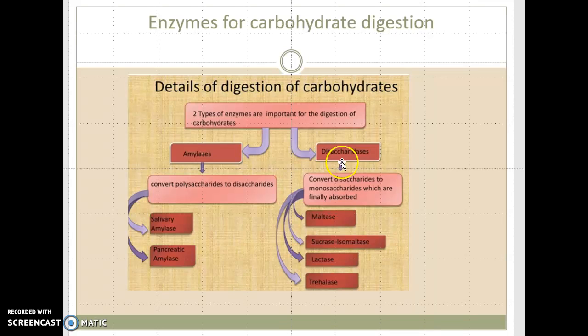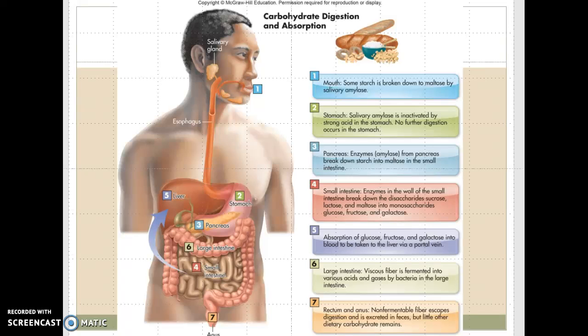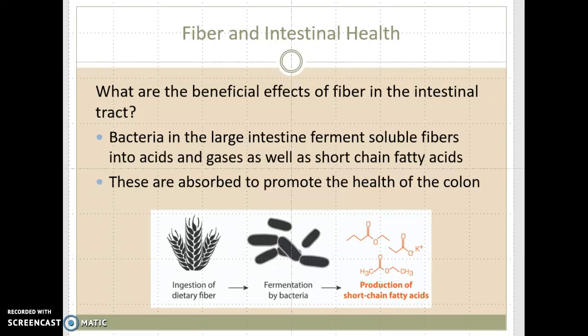And then disaccharides are broken down into monosaccharides by maltase, lactase, sucrase, and there's actually another one, trehalase. So those are all present right in the small intestine. So that's pretty much the breakdown. It seems quite simple. So it can quickly get into the bloodstream and give us the energy where we need it.